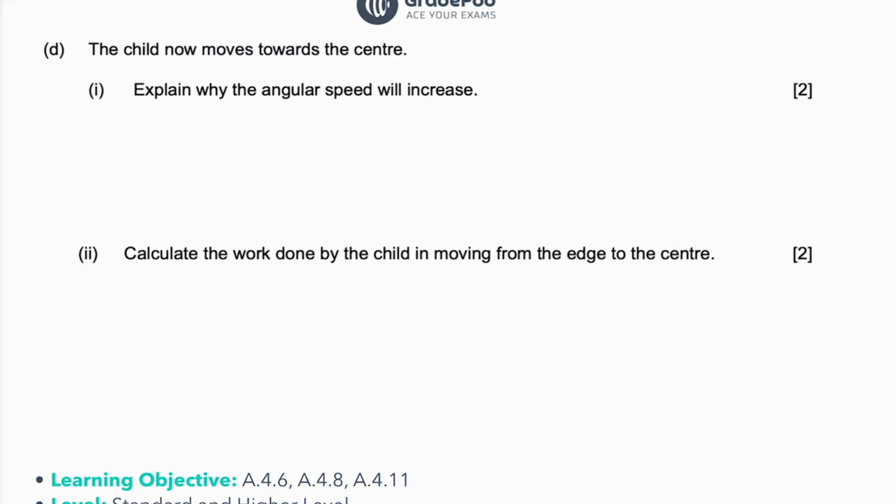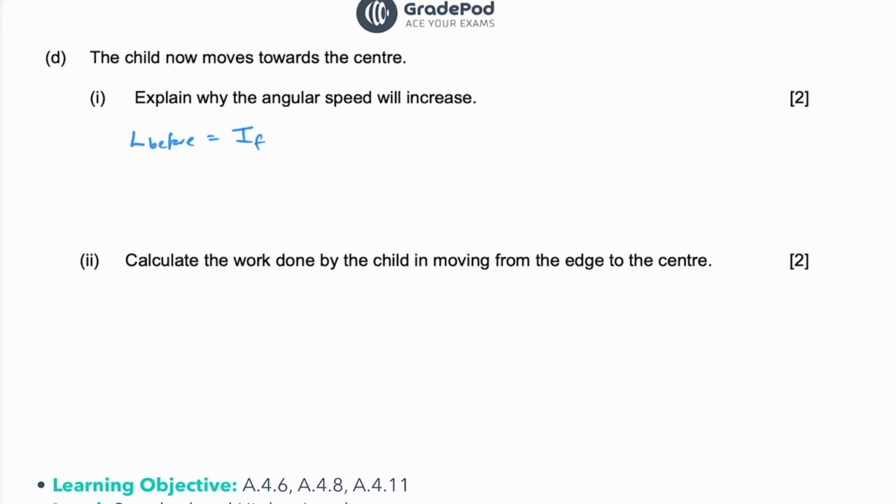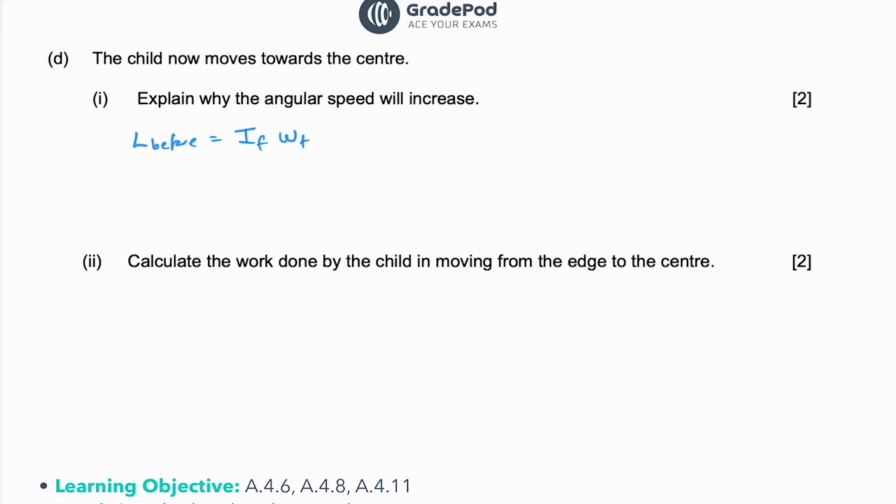D. The child now moves towards the centre. 1. Explain why the angular speed will increase. Well, we know that the momentum before was equal to the final moment of inertia times angular speed. So angular speed afterwards is equal to the momentum before divided by this new moment of inertia. This doesn't change, it's the same. But if we move the child towards the centre, the final moment of inertia will be less than before. So if the final moment of inertia is less, that means that the final angular speed will increase.